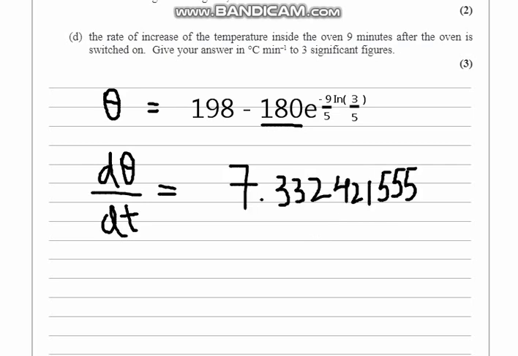when we plug our value into the calculator we get 7.33242155, and they say give your answer to 3 sig figures, and that will be 7.33 approx. That will be our final answer. That is it, 7.33 degrees Celsius per minute, to the power minus 1. That's 3 marks done.